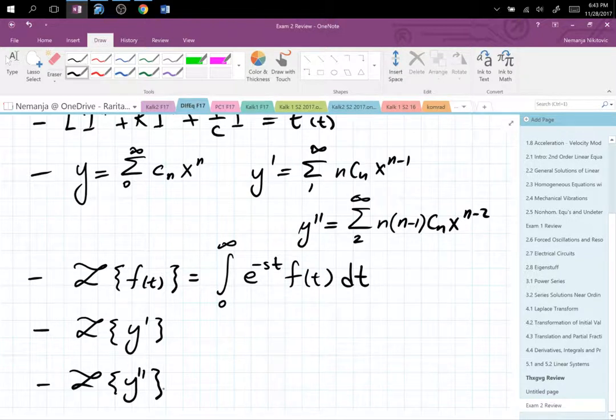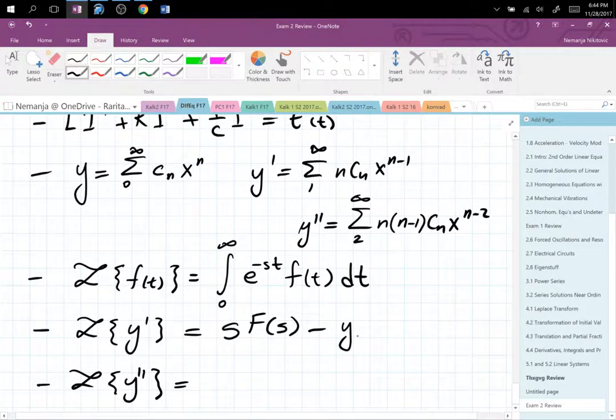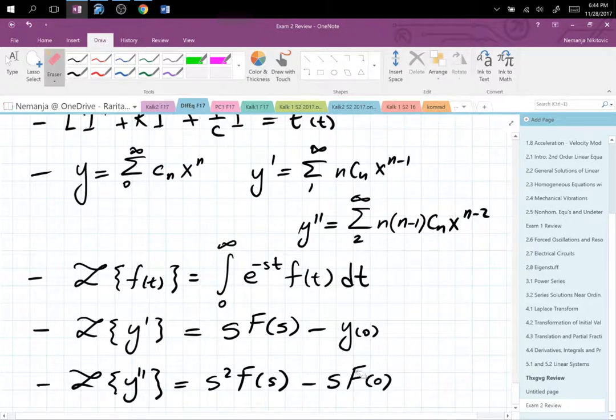And now, what happened? The derivative? Well, that's the derivative form. Okay, who can tell me? The first derivative was s F of s minus y of 0, right? s squared F of s minus s y of 0, and then minus y prime of 0. Good. So these are the formulas to transform a second-order differential equation using Laplace into the frequency domain.